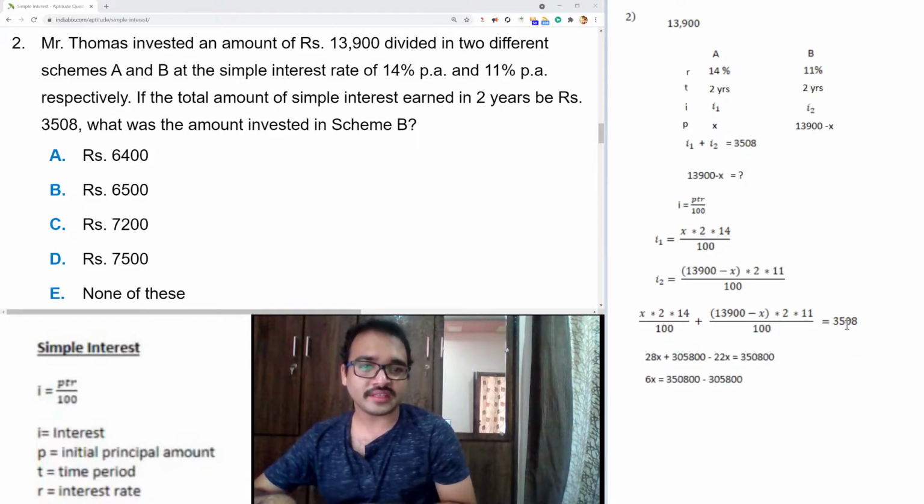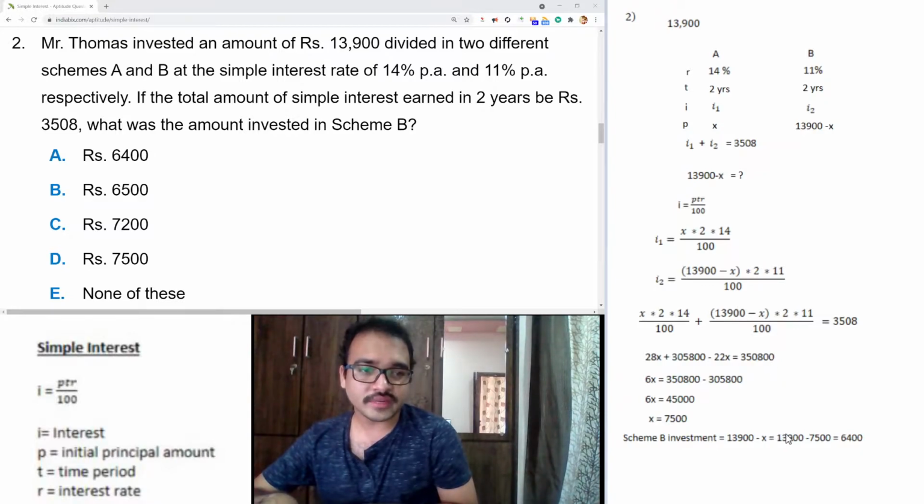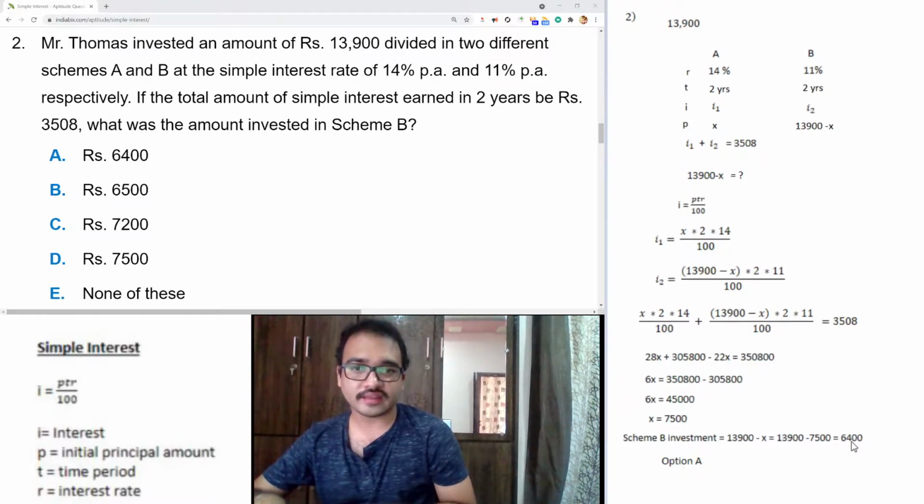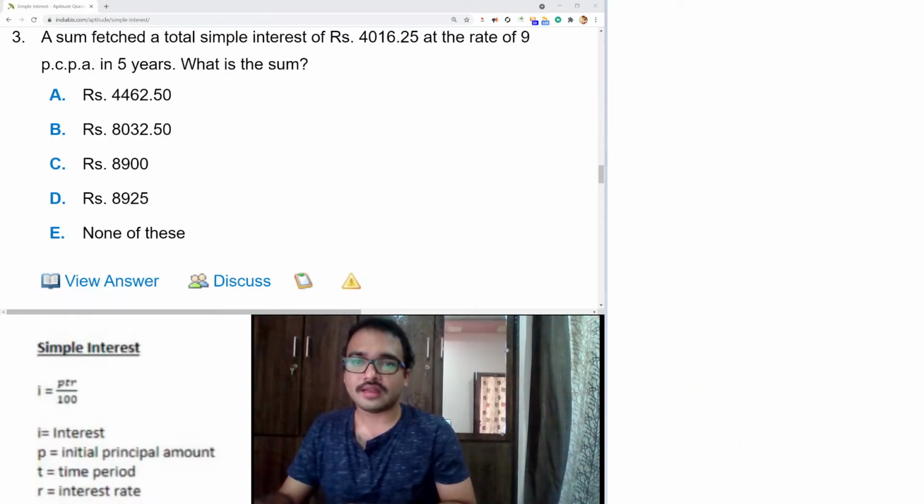If we simplify this one, we get X value as 7,500. But we need to find out 13,900 minus X, which is the invested amount in scheme B, which means 13,900 minus 7,500, which is 6,400, which means option A. Option A is correct.